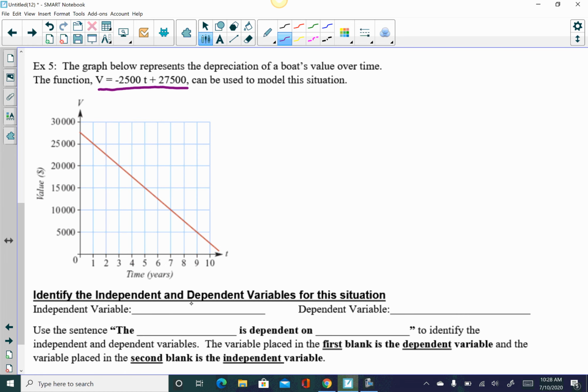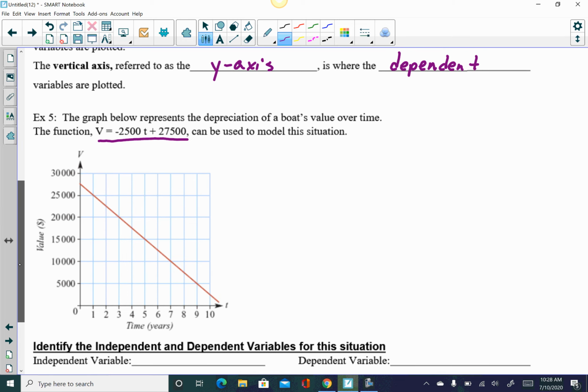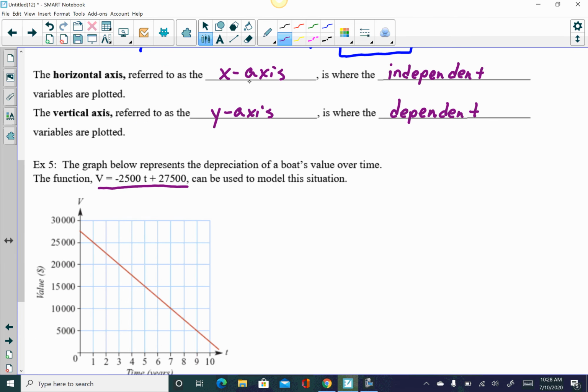Down below, they want us to identify the independent and dependent variables. Well, as I just mentioned to you, your x-axis is your independent, so we know that this is our x-axis down here, so this is our independent, and our y-axis up here is our dependent. I'm just going to abbreviate.